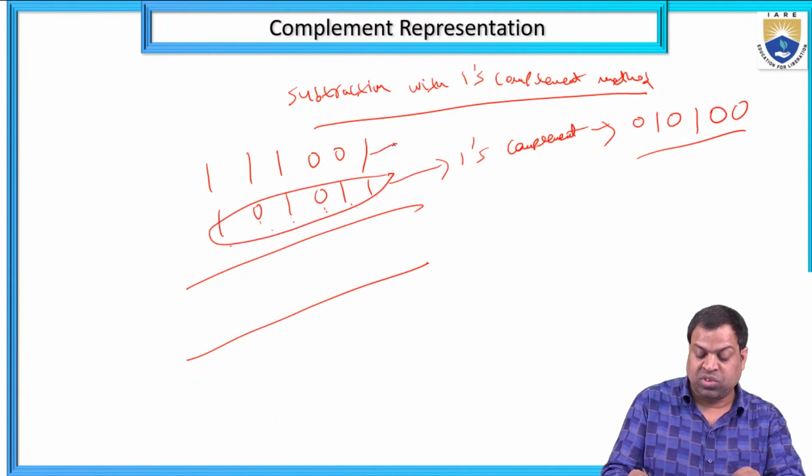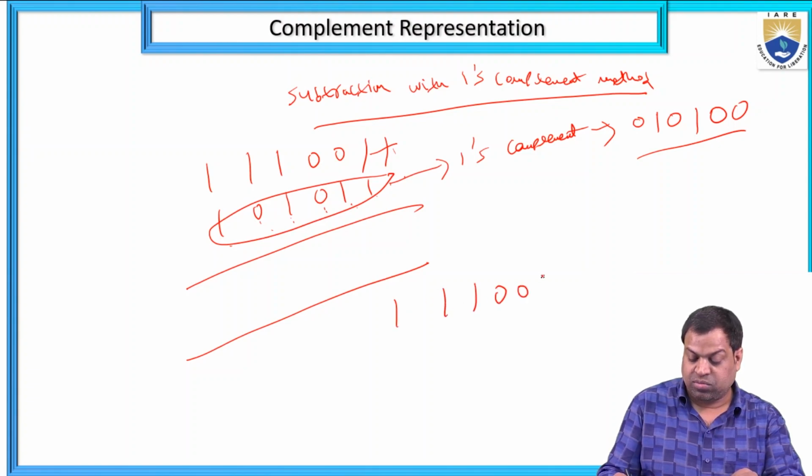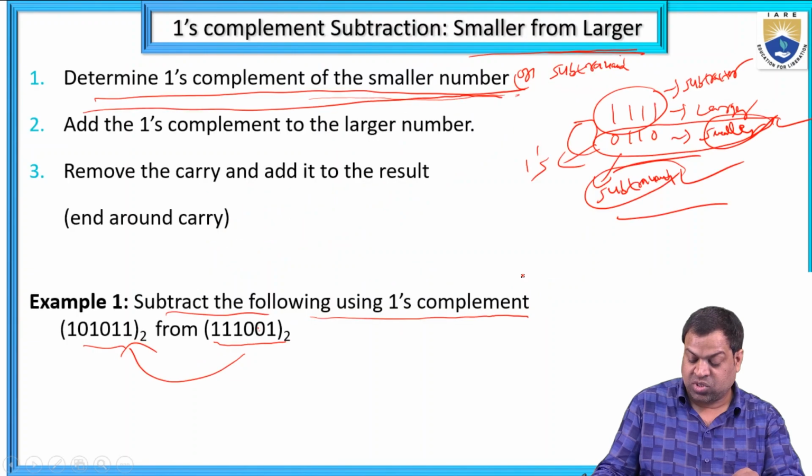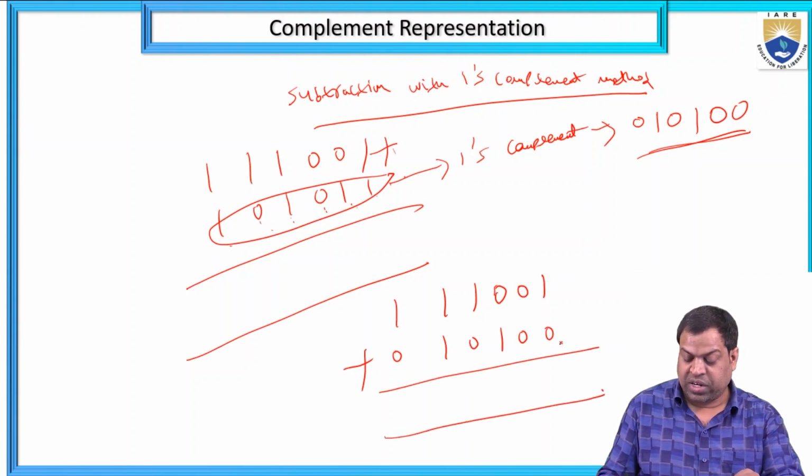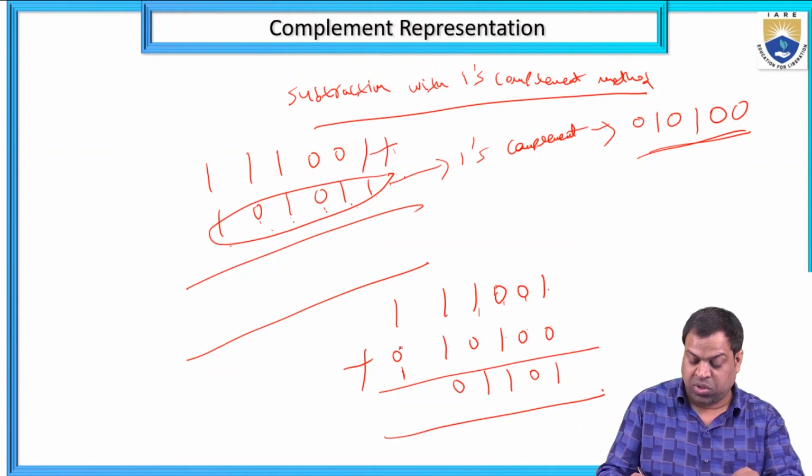What is the next step? This one plus the ones complement of this one. We are adding the minuend plus the complement value 010100. 1 plus 0 is 1. 0 plus 0 is 0. 0 plus 1 is 1. 1 plus 0 is 1. 1 plus 1 is 10, so carry is 0. 1 plus 0 plus 1, that means 1 plus 0 is 1. 1 plus 1 is 10, 0 and carry.